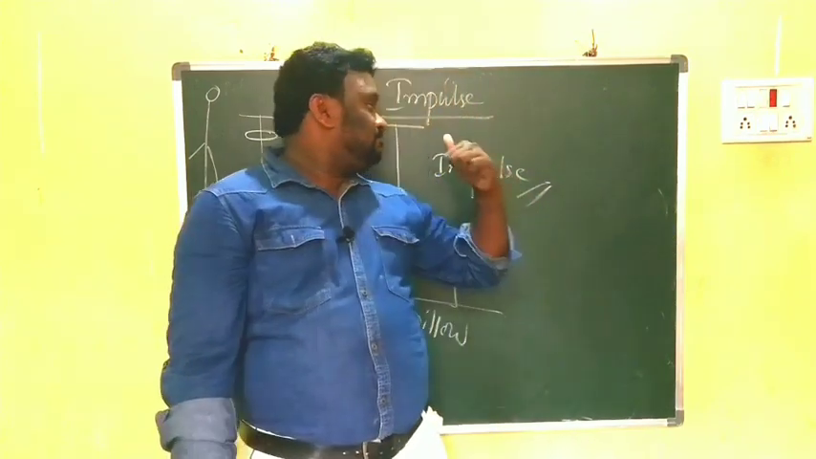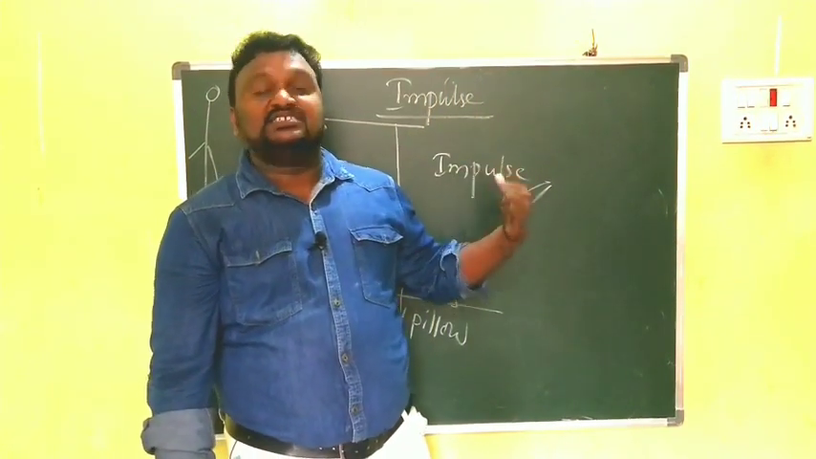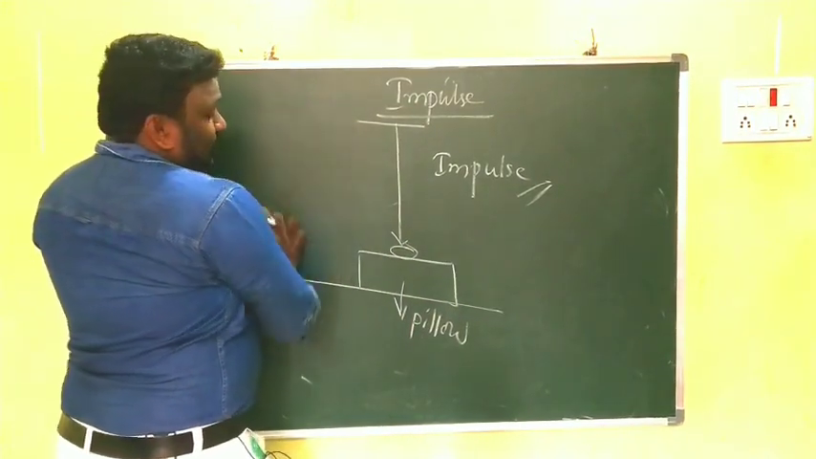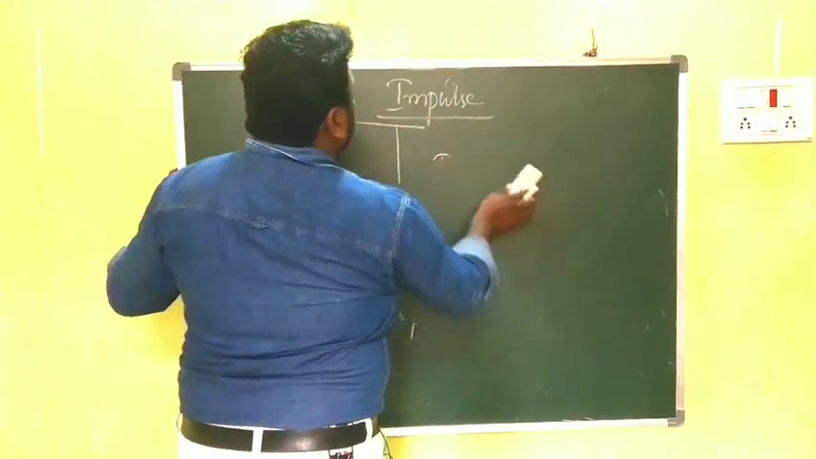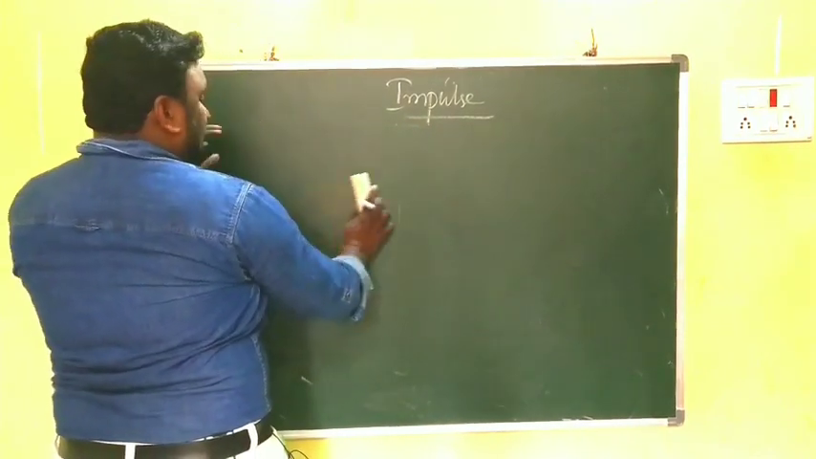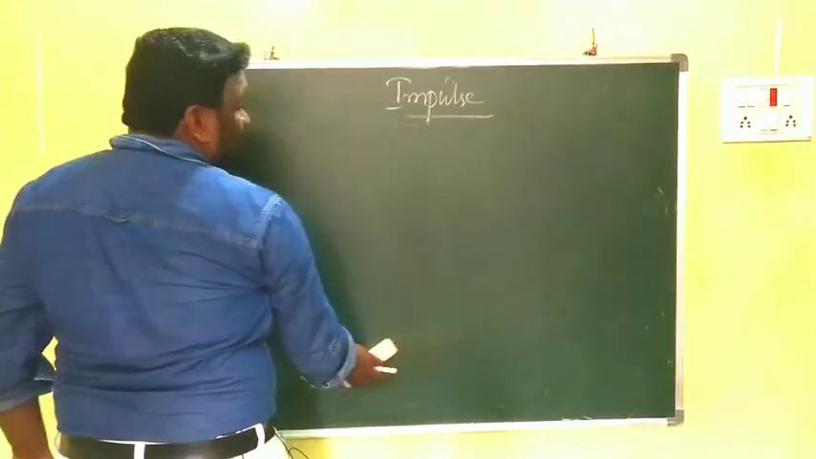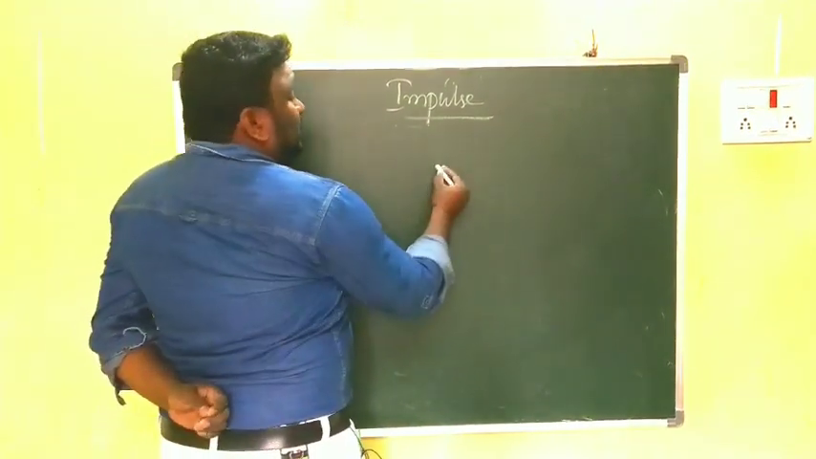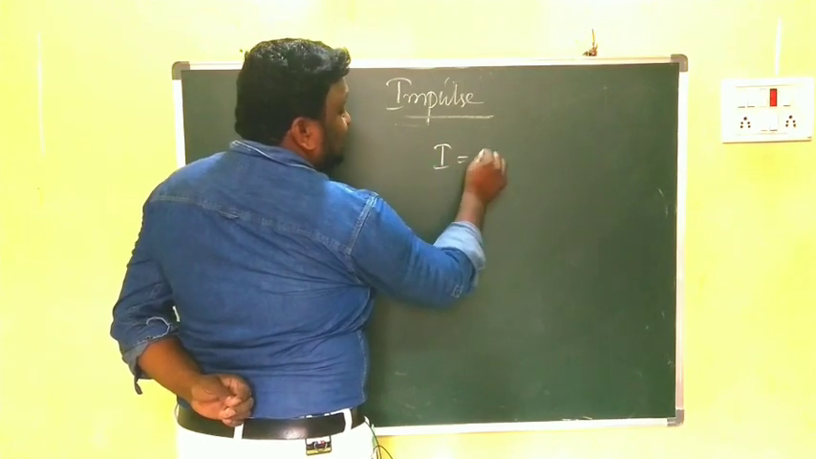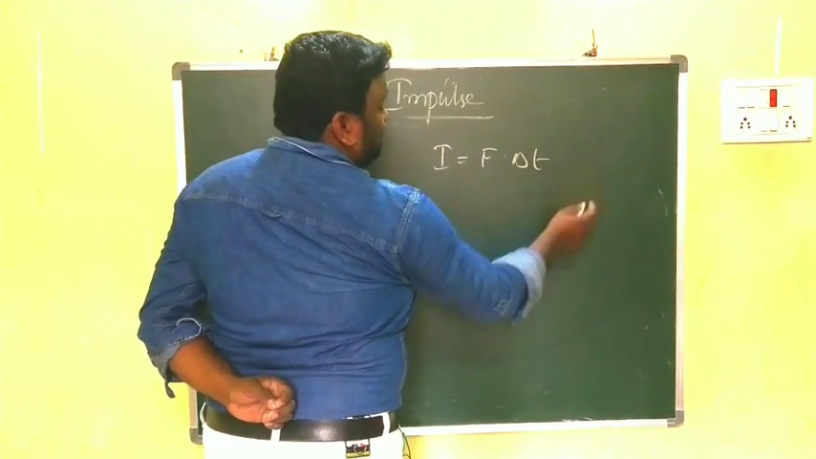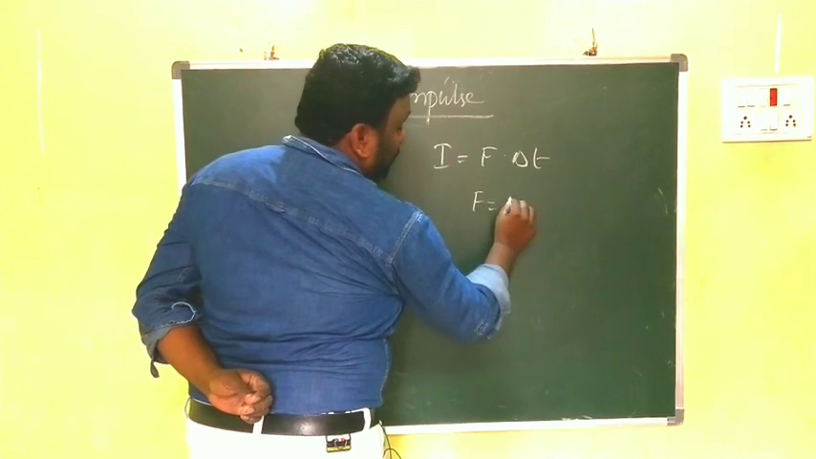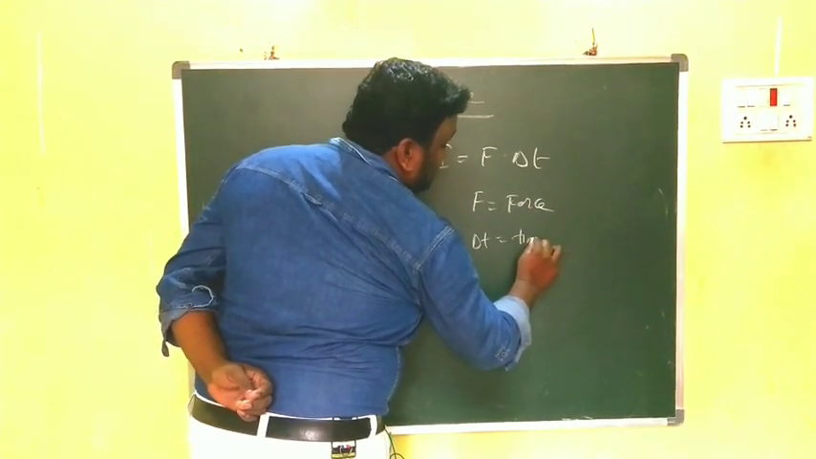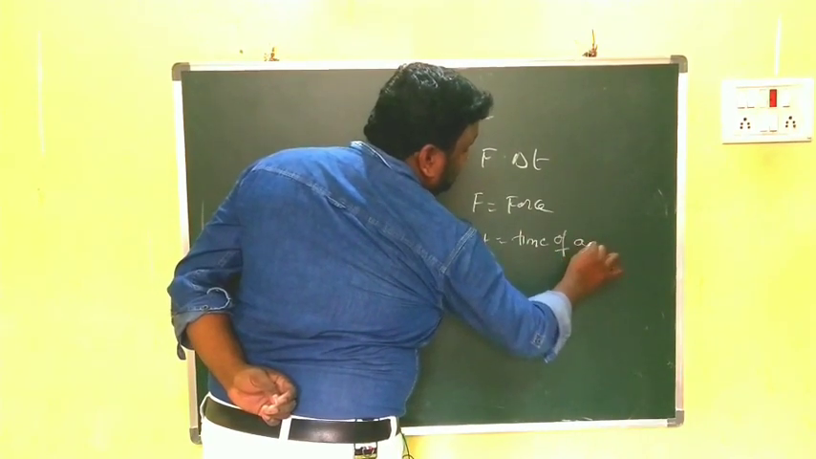It is impulse. Let us see here. We will discuss the impulse. Generally, impulse can be defined as a large amount of force acting on a body for a small interval of time. Clear now? The impulse can be written as I equals F into delta t. Here F is the force and delta t is the time of action of the force.